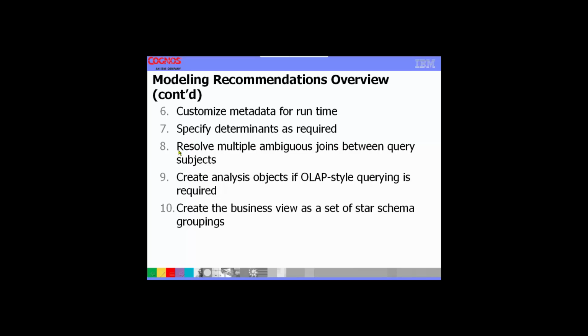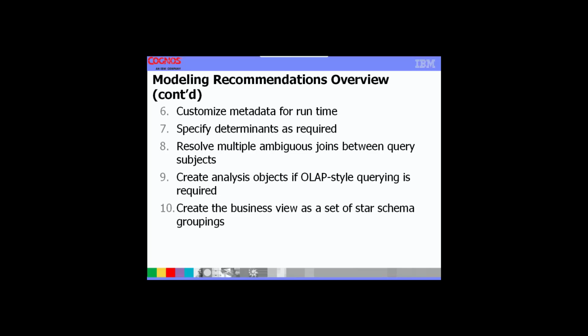And then resolve multiple ambiguous joins. This is one of those where if you have the time dimension related to another, let's say a sales fact, and there are 3 relationships going from the time dimension to the sales fact: the order date, the ship date, and the close date.